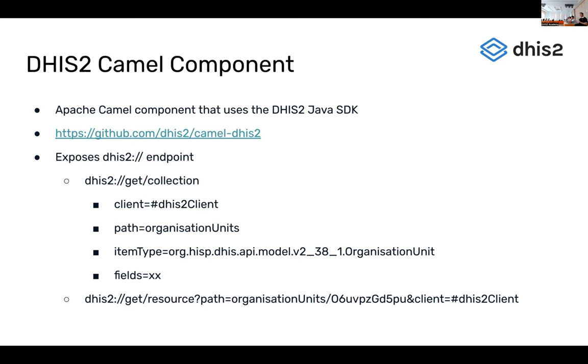Again, I will show you a demo soon, but you will see that you can do simple stuff like "give me all the organisation units." You can point to the item type, so we point it to the full task name, in this case version 2.8.1, and the path you want, and then the fields you want. So this is typical field filtering that we are doing in conditions too.